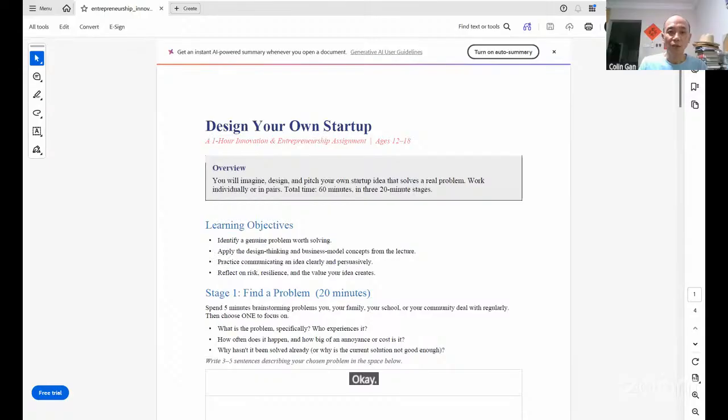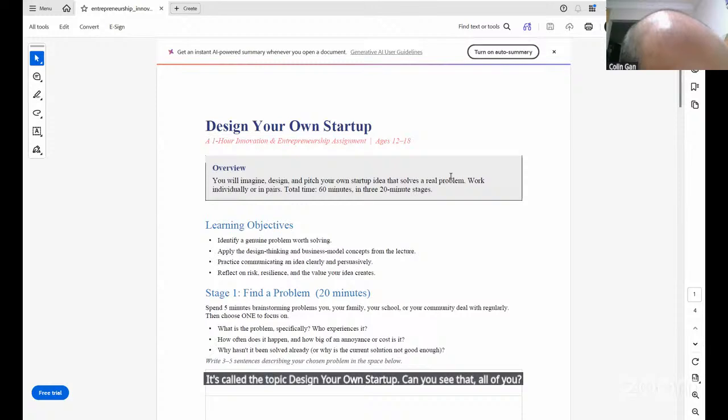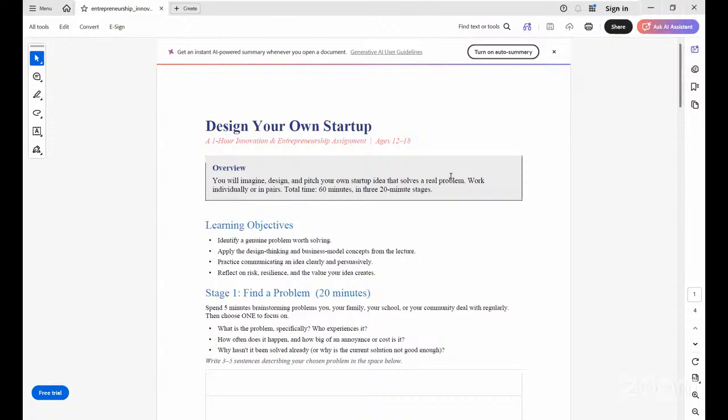Okay, can you all see the assignment? It's called the topic Design Your Own Startup. Can you see that, all of you? Yes, sir. Okay, good.